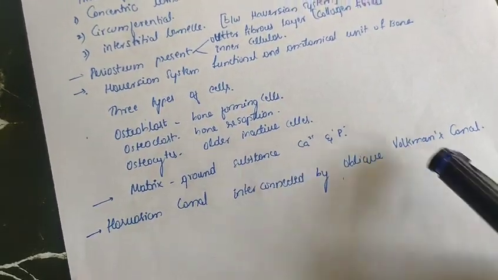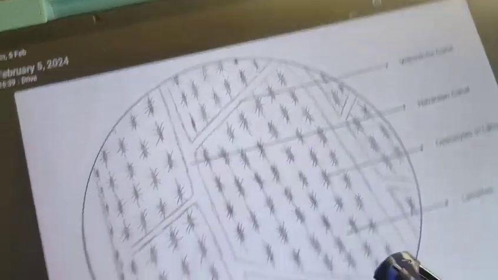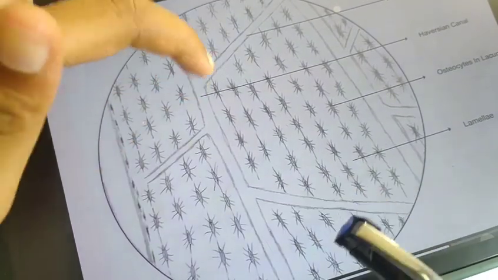Haversian canals are interconnected through the oblique Volkmann's canals. I have shown you. These Volkmann's canals are oblique, running from one Haversian canal to the other Haversian canal.